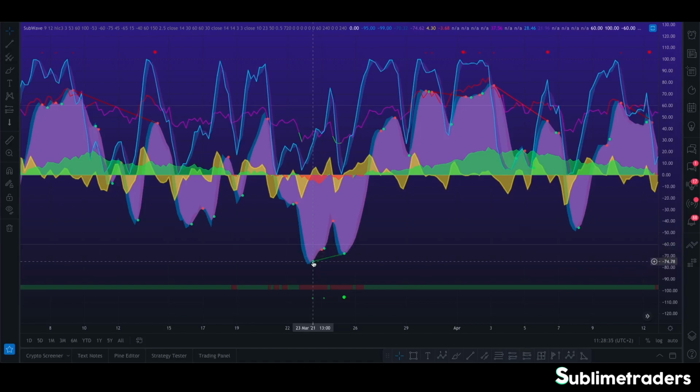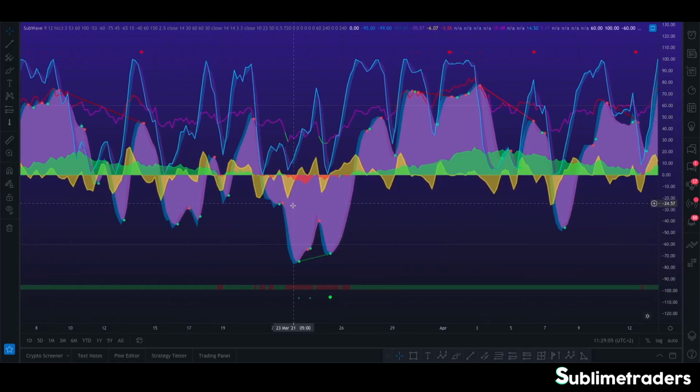By superposing the two, we create dots, red dots and green dots. We create a green dot when the blue wave crosses up the purple wave, and we create a red dot when the blue wave crosses down the purple wave. This also can create divergences and lines between peaks. You can see bearish divergences, red lines, and bullish divergences, green lines. Now, this was the wave trend part of the indicator.